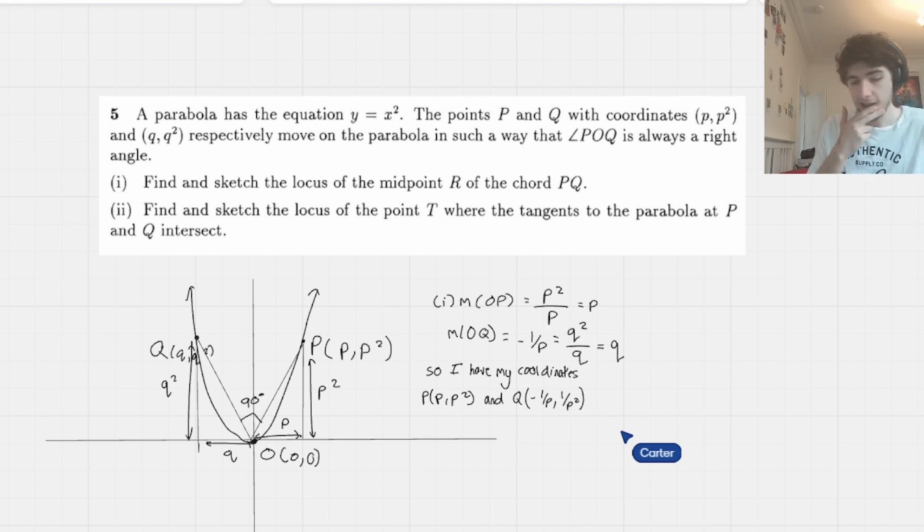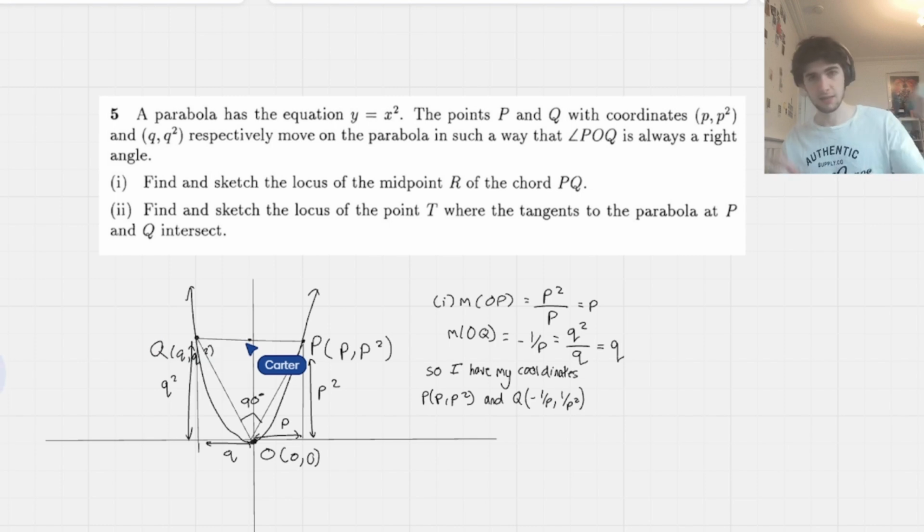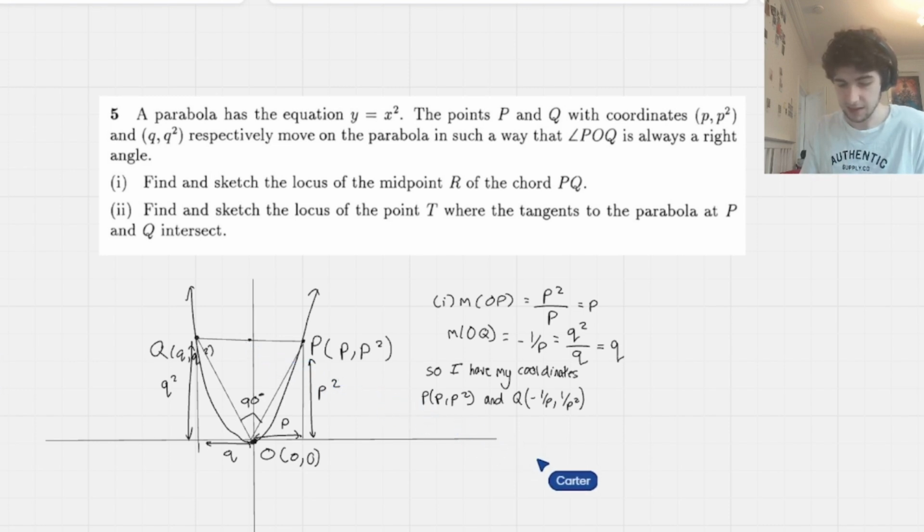And I'm interested in my chord PQ, this line that connects those two points. What's the midpoint of that going to be? Maybe here it looks like it's going to be somewhere over here. But as I move those points, I'm going to get infinitely many different midpoints, and I want to see if I can graph a function that represents each of those midpoints. What would it be?